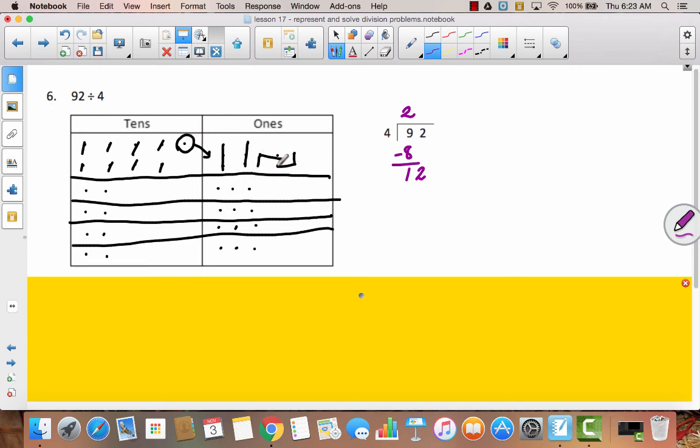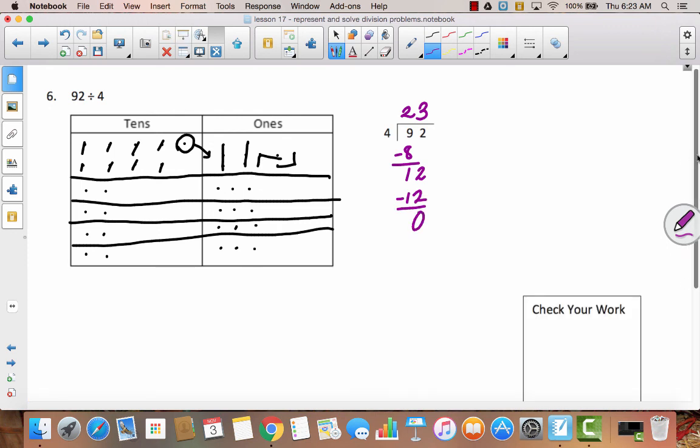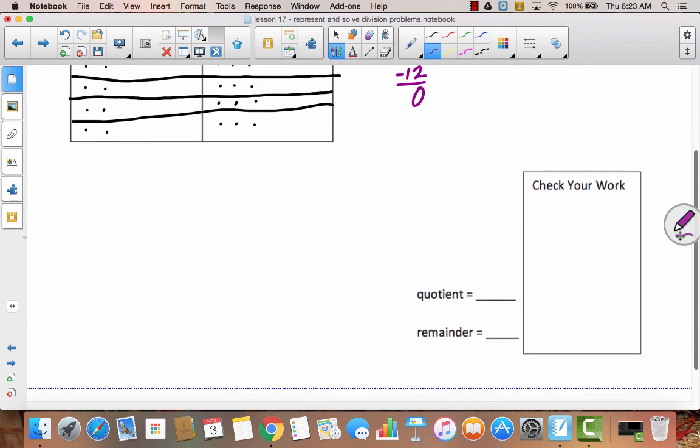When I took those 12 ones and divided them into 4 groups, I ended up with 3 in each group. So I'm going to put a 3 in the ones place in my quotient, and 3 times 4 is 12, and that shows why I had none left over because I used all 12 of them. So my quotient was 23. I had a remainder of 0.